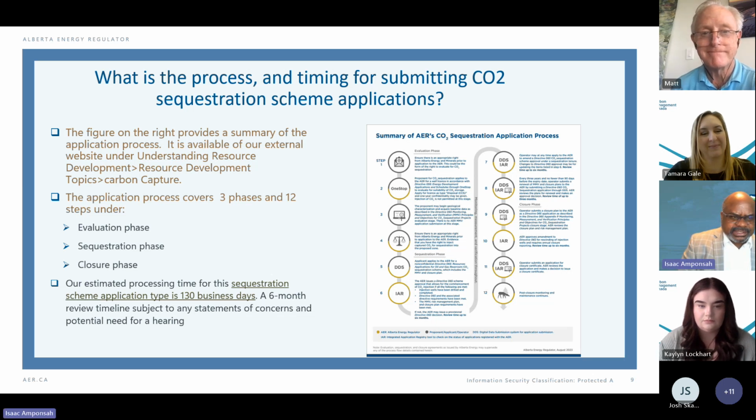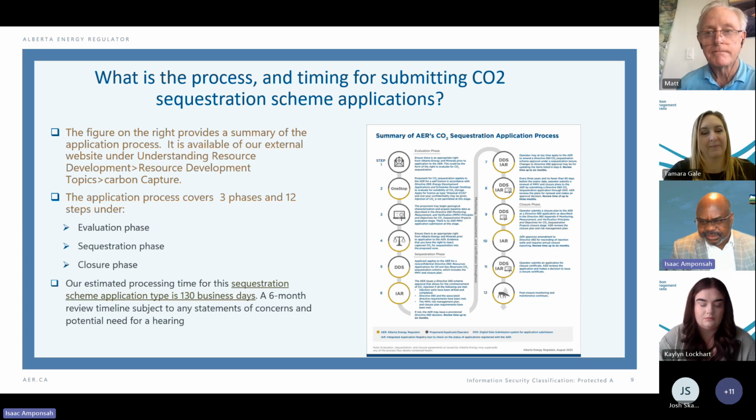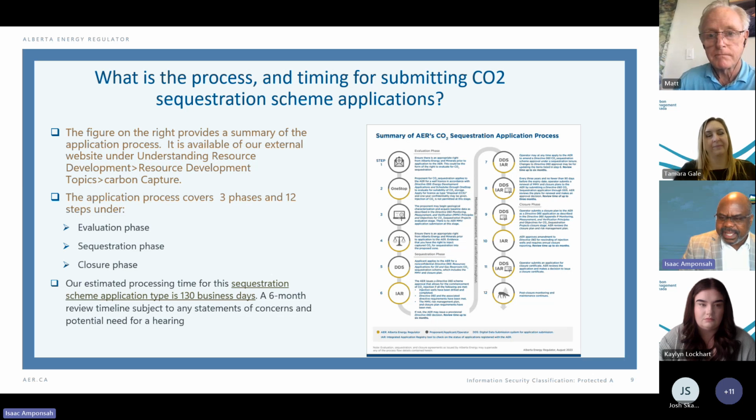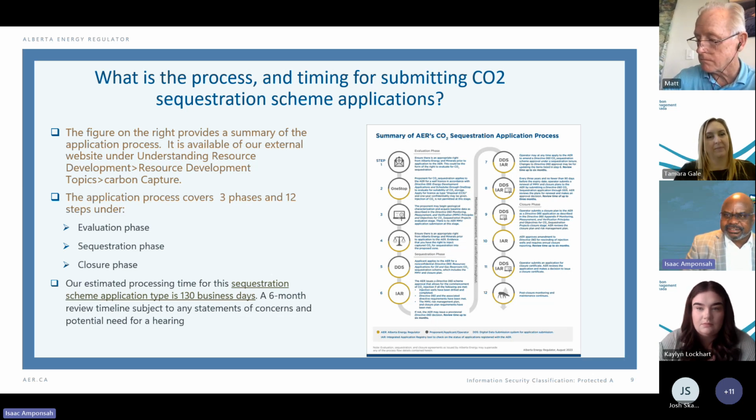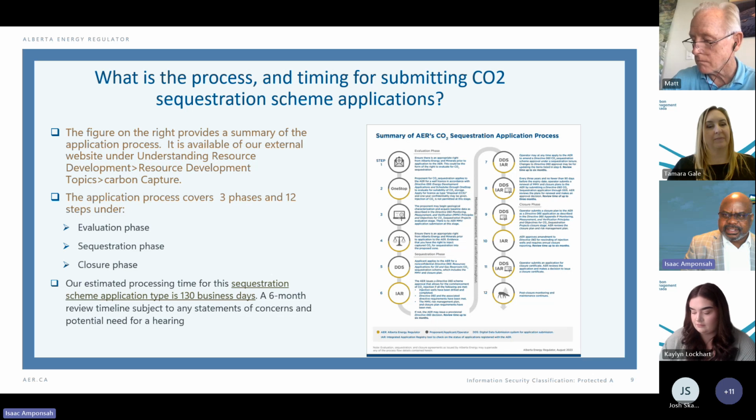Our application process timeline is 130 business days. Again, it can be processed earlier depending on the quality of the application as well as outstanding issues. So the company submits an application and they're able to do their legwork and deal with all concerns that are raised by stakeholders or operators in and around their operations. When they notify them, if they're able to deal with that, then we don't have to deal with the SOCs.